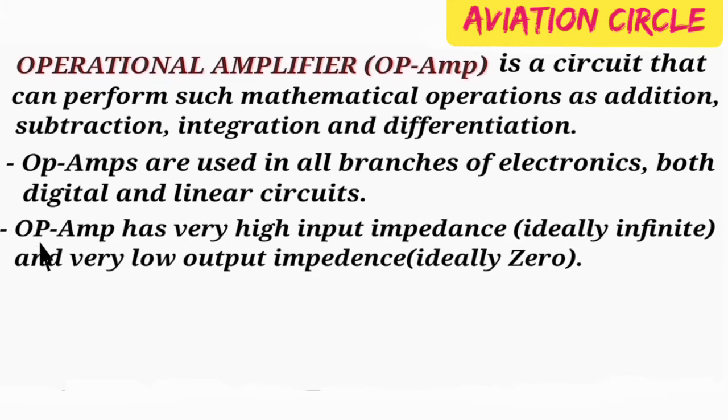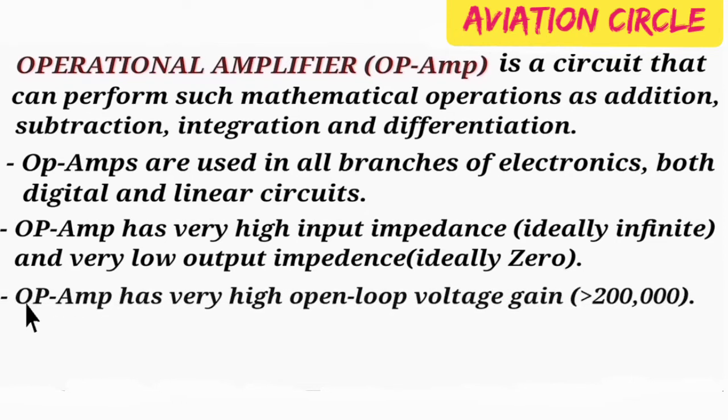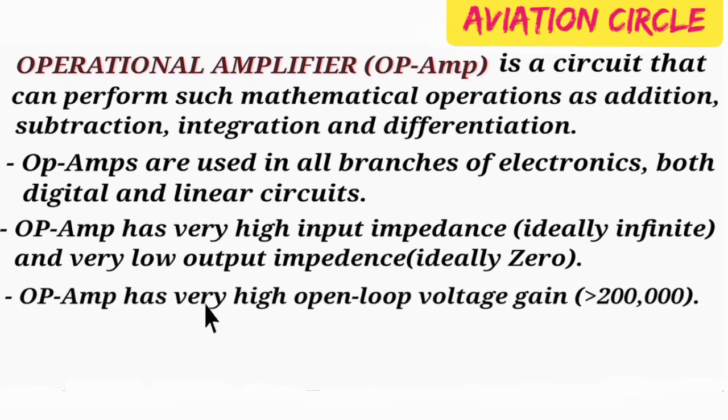Operational amplifier has very high input impedance, ideally infinite, and very low output impedance, ideally 0. Operational amplifier has very high open loop voltage gain. Open loop means there is no feedback system present. Operational amplifier open loop voltage gain is more than 2 lakh, which is ideally infinite.